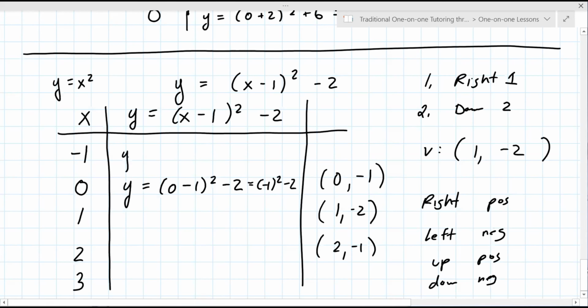Okay, and then this one up here is -1 minus 1 squared minus 2, which is 4 minus 2, is 2. I got that. I think that was the only one I messed up on. Okay, so that is -1, and then 2, and then this last one here ends up being 3, 2. Okay, I got all those right except that one. Excellent, excellent.